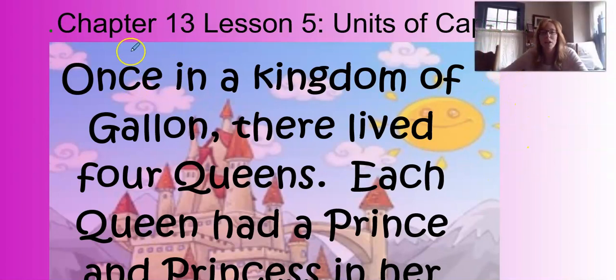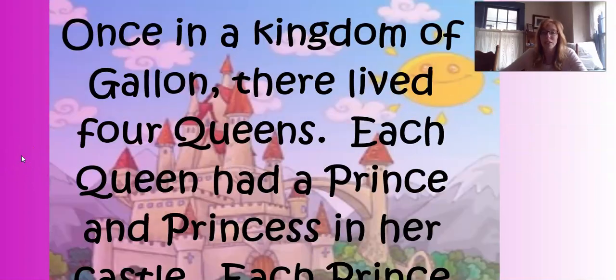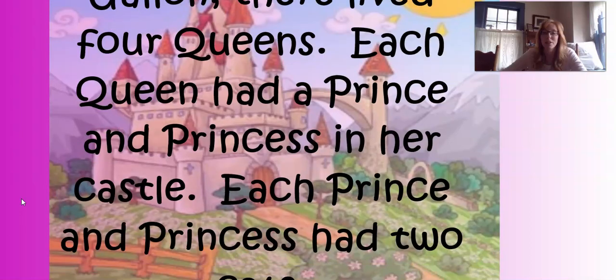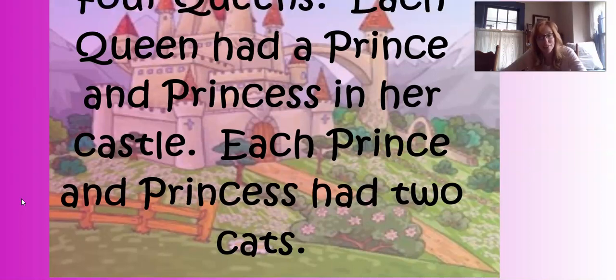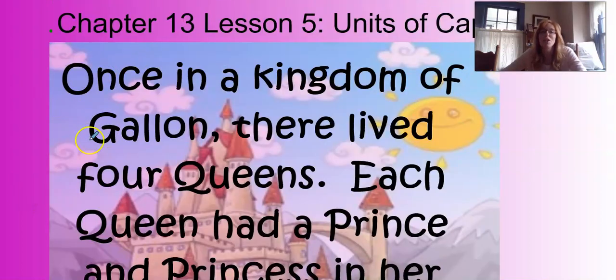So if you look right here, it says, once in a kingdom of gallon, there lived 4 queens. Each queen had a prince and a princess in her castle, and each prince and princess had 2 cats. So if you notice, you're seeing the word gallon. And so that is the unit of capacity that we're going to be using to measure. Okay, and so we're looking at gallons, and this is a customary unit of measurement, and we're going to learn about all the different parts of a gallon and what all can fit into a gallon.